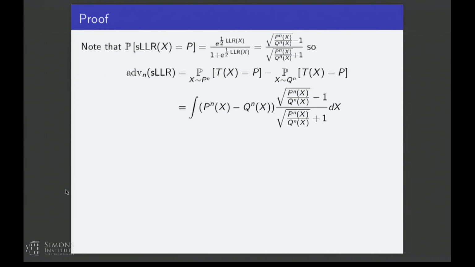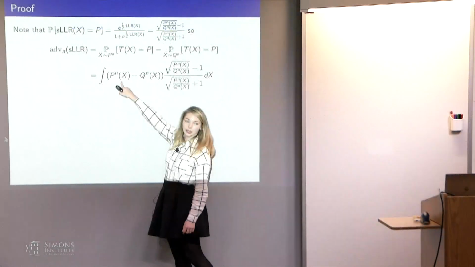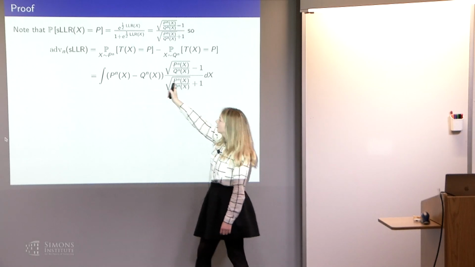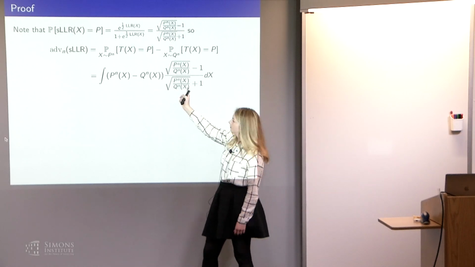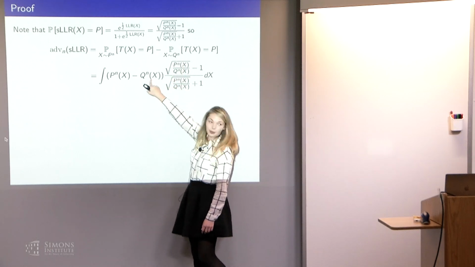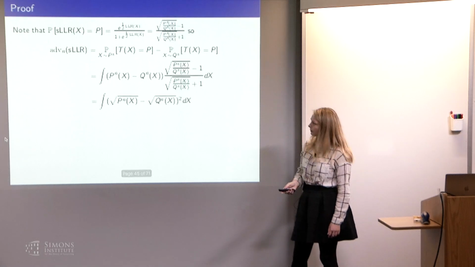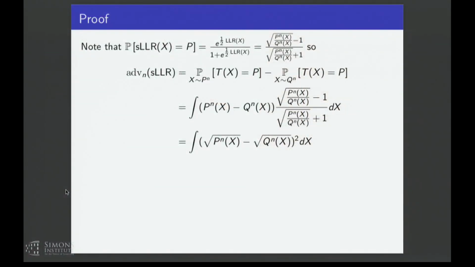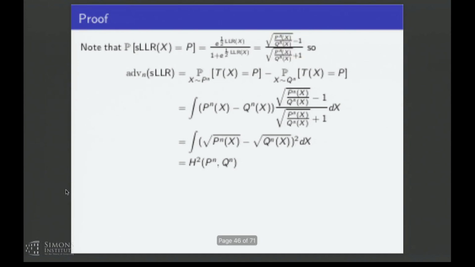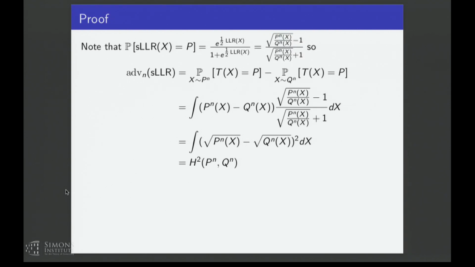And so by definition, this first term is the probability that you came from P times the probability that you output P. And this term is the probability you came from Q times the probability you output P. And we can rearrange this to get exactly the square of the distance between the square roots of these two things. And this is exactly the Hellinger distance between Pn and Qn.